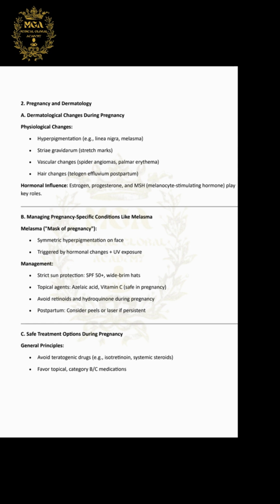Another change is that just after the delivery, there is a condition called telogen effluvium postpartum. What is that? In this phase, after the delivery, the hair follicles go from anagen phase to telogen phase. Anagen phase is the growing phase and telogen phase is the resting phase. That is why there is abrupt hair fall, especially in the first 3 to 4 months after the pregnancy. This condition is usually self-limiting and totally resolves after 6 months to 1 year after delivery.